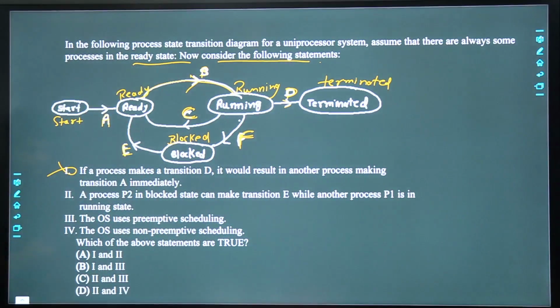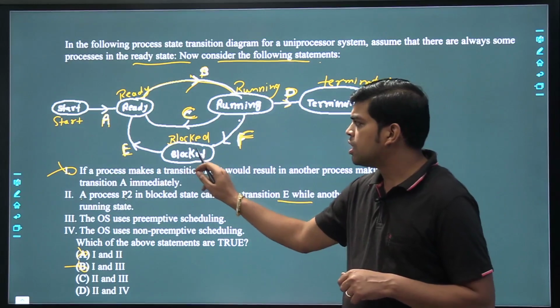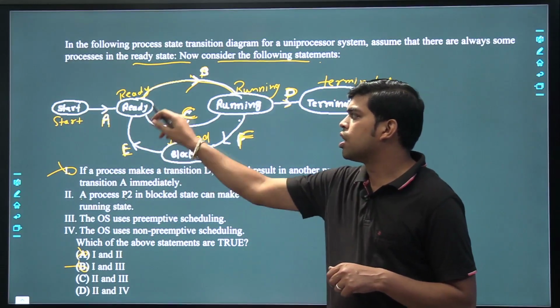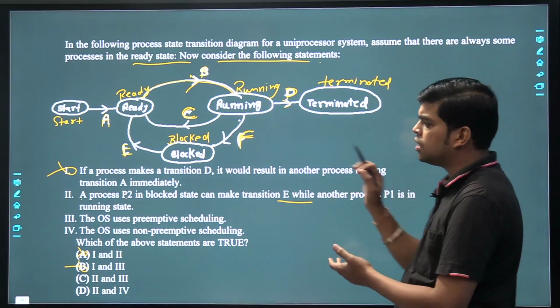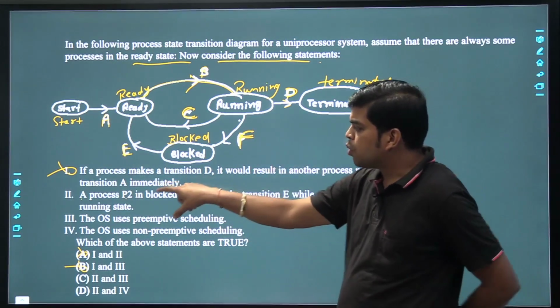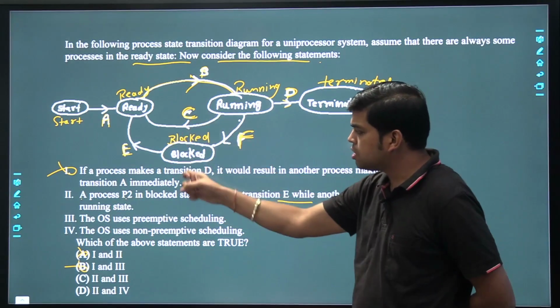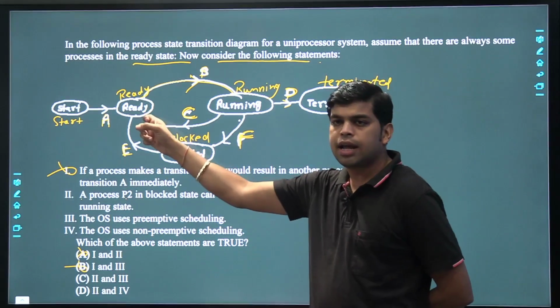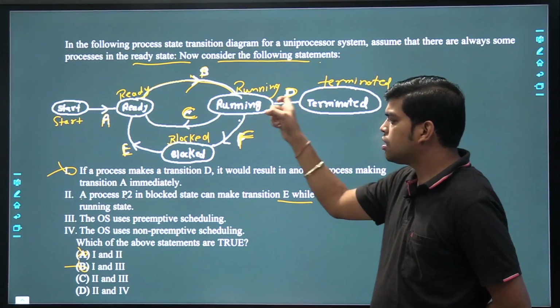So according to that, you can remove the options that contain 1. So A and B will be removed. Now the second: a process P2 in a blocked state can make a transition E while another process P1 is in the running state. What is the transition E? From the blocked state it can make a transition E, meaning to the ready state. So a process can move from blocked to ready while another process P1 is in the running state.